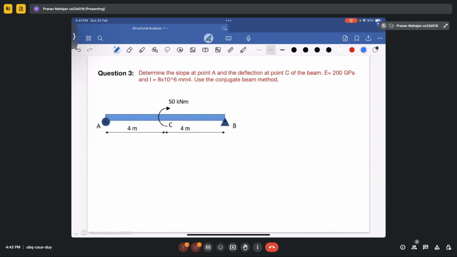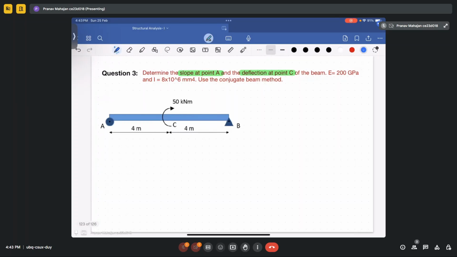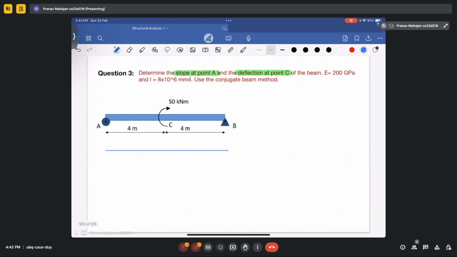Now, moving to the next question, you have to determine the slope at point A and deflection at point C. Okay. So for this, I will make a beam. Let it have a moment of M at the center, and we have the reactions here. So if we take the moment about this point equal to 0, here the reaction will come out to be M by L, and this reaction will be M by L.